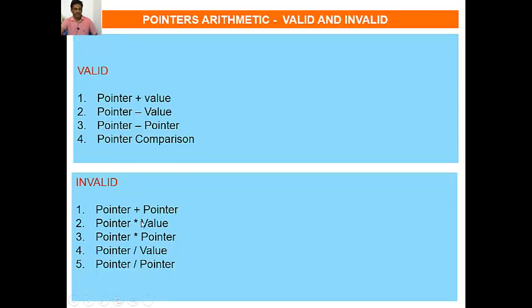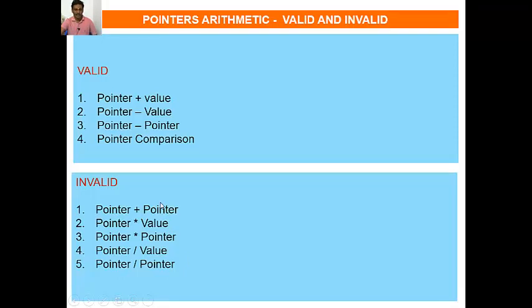So these are invalid. We cannot add pointer plus pointer, because a pointer has one address and another pointer also has one address. If we add two addresses, it may go out of range, so it causes an error. So we don't add a pointer with a pointer. We cannot multiply a pointer with a pointer either. So pointer plus pointer is not possible.